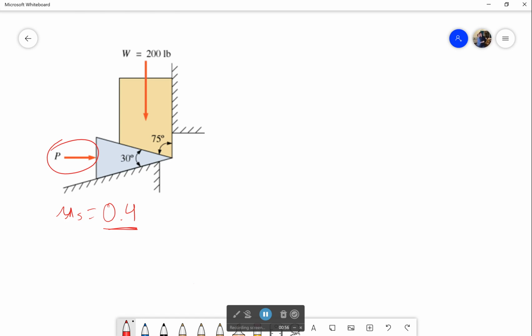So first off, let's look at it as a whole. Since I'm pushing with P, there's going to be a force on this wall that says, I don't like that. It's going to push back. So I'll call that normal force 2. I'll have one right here as well, which will be normal force 1.